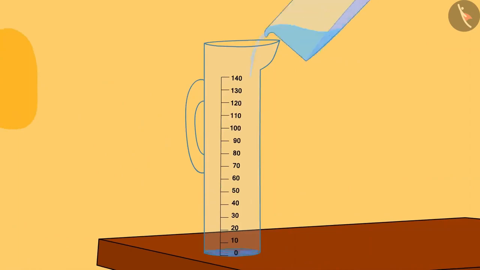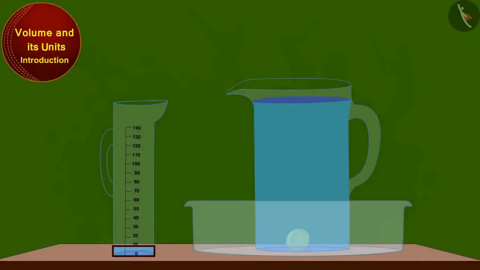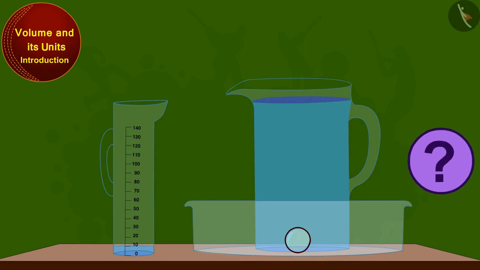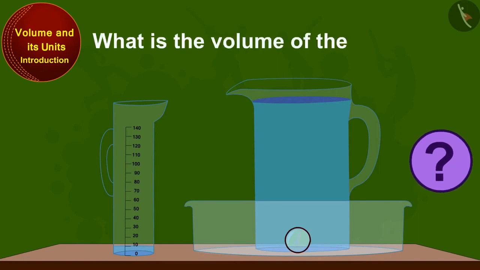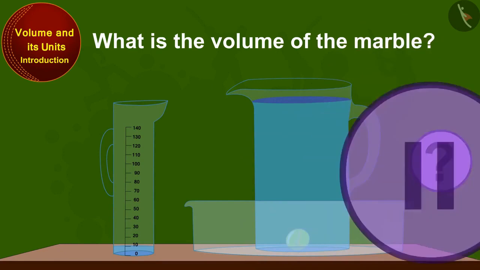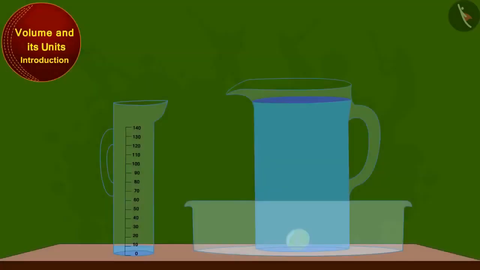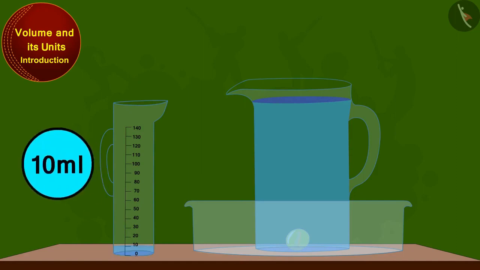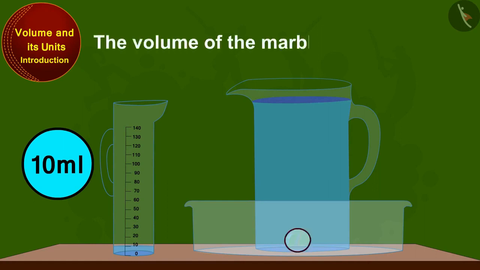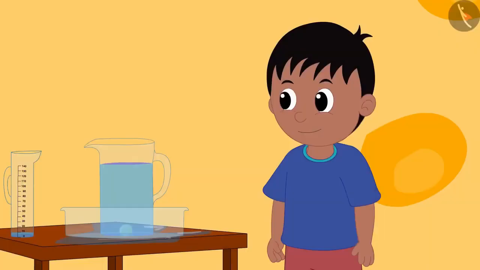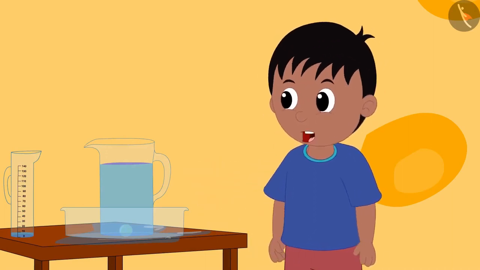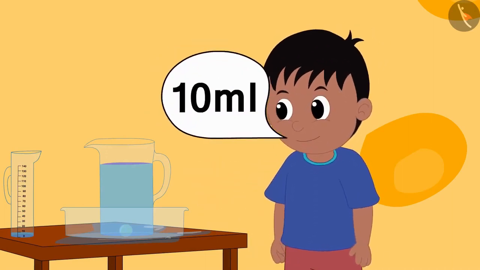If this time there is this much water in the measuring cup, can you tell what is the volume of the marble? If you want, you can stop the video and find the answer. The surface of the water filled in the measuring cup is at the 10 milliliter mark. Therefore, we can say that the volume of the marble is 10 milliliters. Oh, wow! The volume of this marble is 10 milliliters.